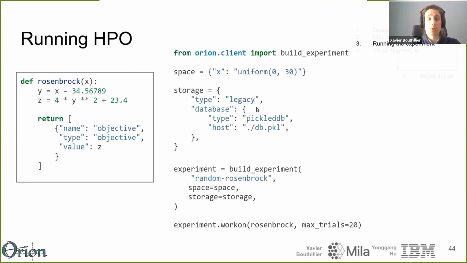But most of the time you will be optimizing models that take a long time to train, so you want to parallelize it. For this, you can use the build experiment function in Orion. So again, we define the space. In this case, we define a storage.